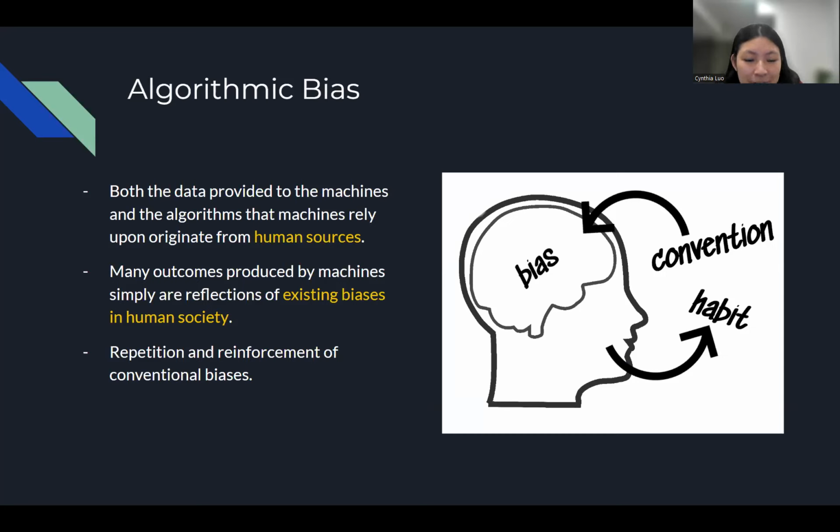Let's talk about algorithmic bias first. This problem is the result of the fact that both the data provided to the machines and algorithms that machines rely upon originate from humans. Thus, many outcomes produced by machines simply are reflections of existing biases in human society. As a result, we have repetition and reinforcement of conventional biases.